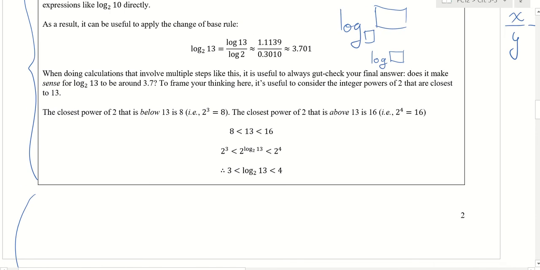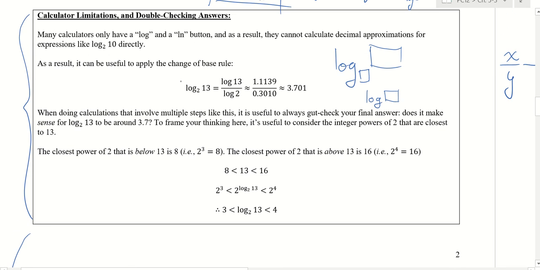I really just show you how you can take log base 2 of 13, even if you have a calculator that doesn't have a logarithm with a different base option, right? Many calculators only have the log button and probably the ln button as well. So if that is the case, and you can't have different bases, then that's a perfect place to apply the change of base rule in a calculation.